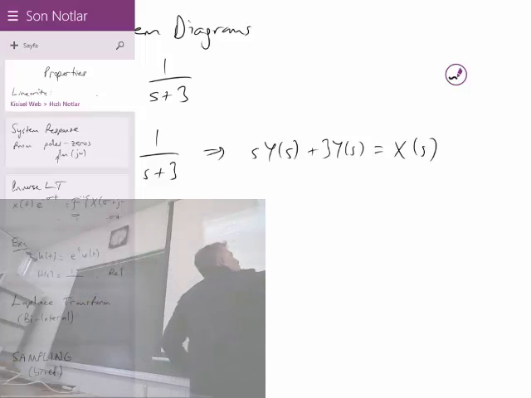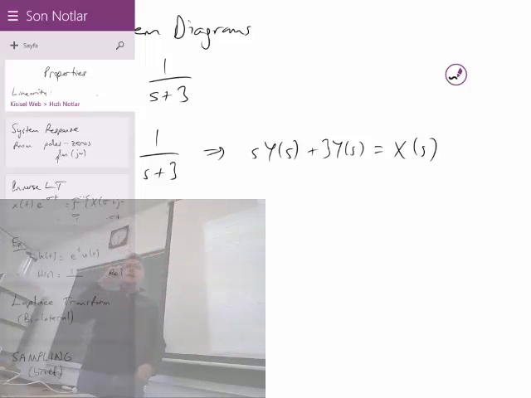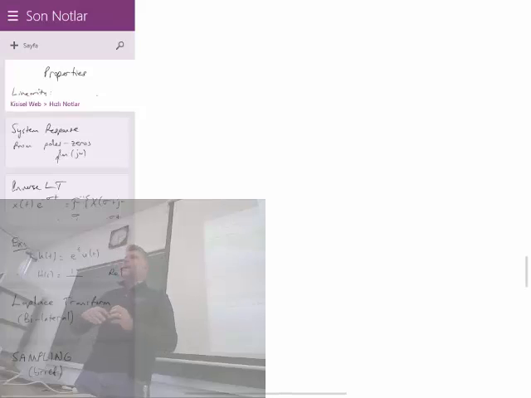This coefficient of y of s, the highest s polynomial coefficient, determines the order of the system, and this is a first order system. What you need to do is isolate the highest order y of s component at one side, at the left hand side, in other words. Let's do that. For this case it is s times y of s, so let's isolate it and put everything else to the right hand side.